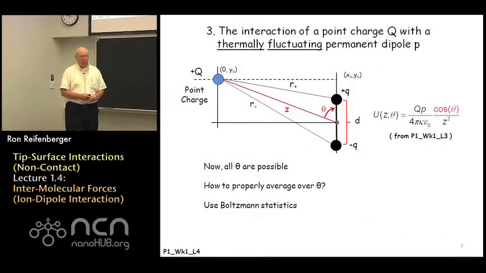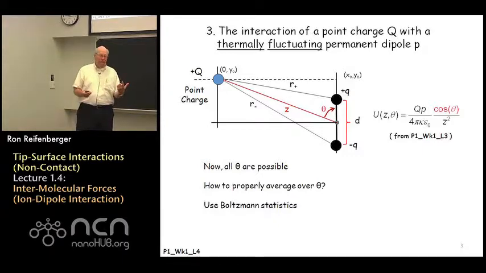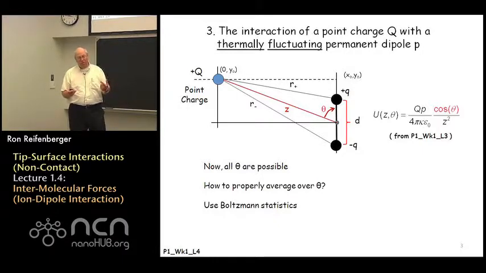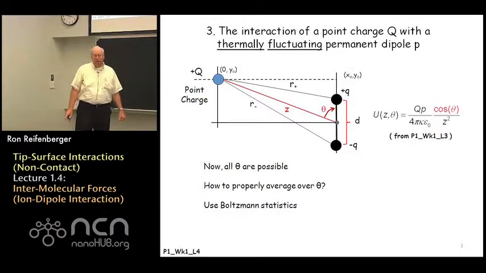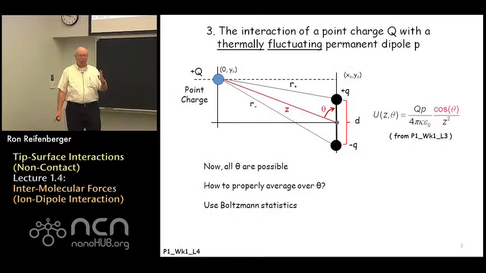So let me remind you what we've already discussed. If we have a point charge plus Q located at some point in space, we have another molecule that's represented by this dipole, and this dipole is located at a distance z from the point charge. The interaction potential energy between this point charge and this dipole is given by the equation on the right of the slide. It depends clearly on the angle theta. It depends on how the dipole is oriented with respect to the point charge.